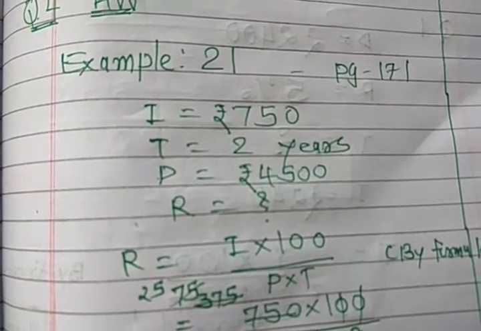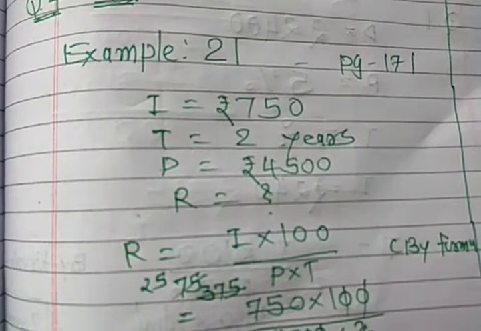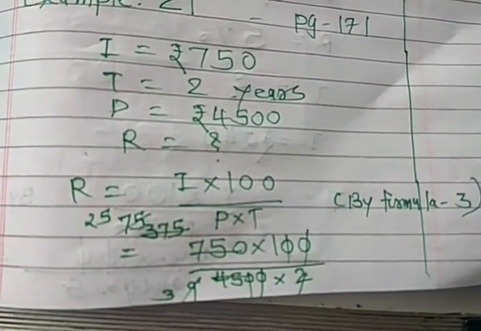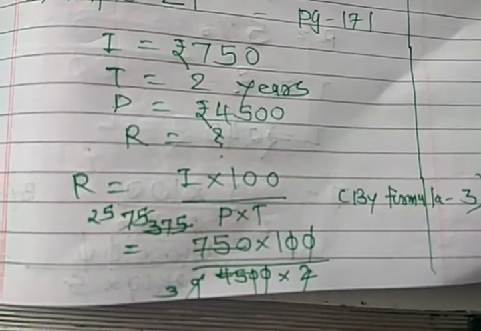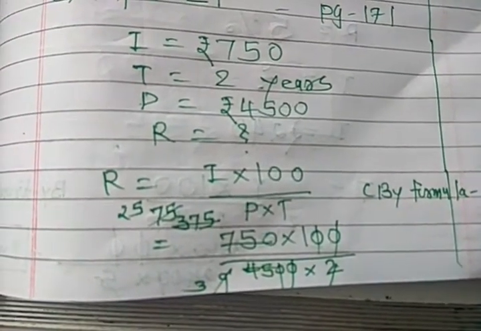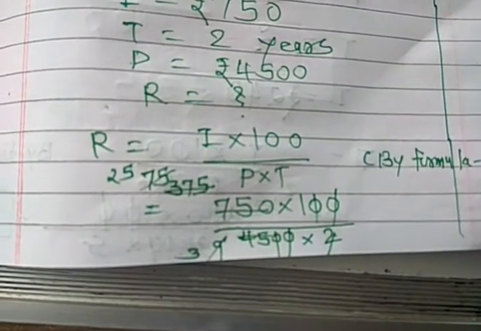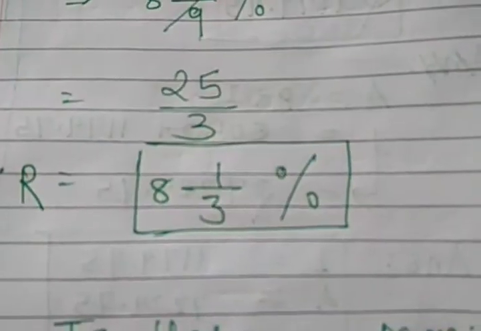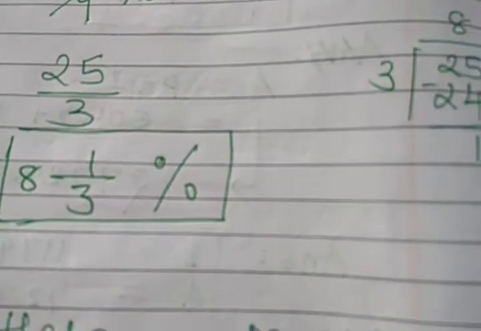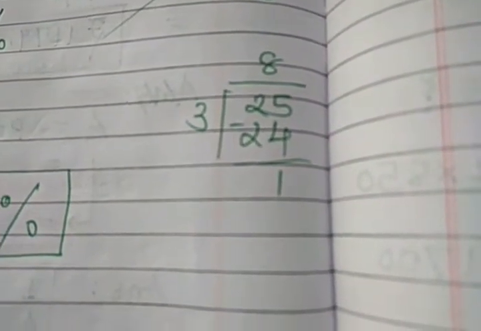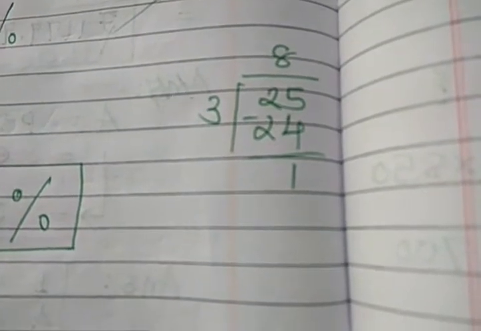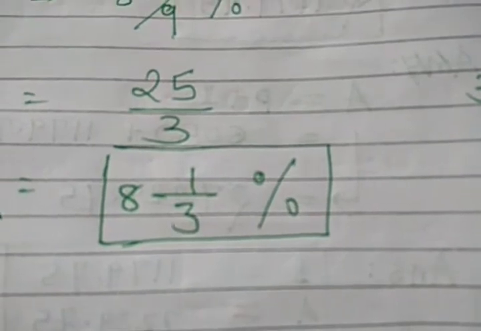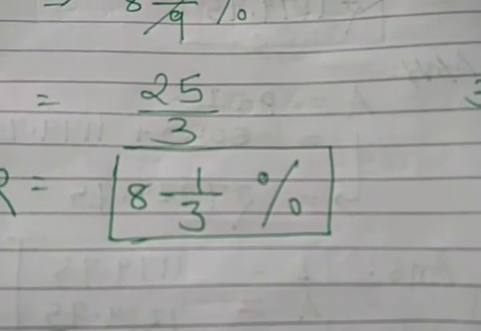Here is the solution of example number 21. See, the data is given, R you have to find out. So use formula 3, where R equal to I into 100 upon PT. Use this formula and simplify this. You will get 25 upon 3. Now 25 upon 3 means 25 divided by 3. Here 3 eights are 24, remainder 1. So make 25 upon 3 into a mixed fraction: 8 and 1 upon 3 percent.